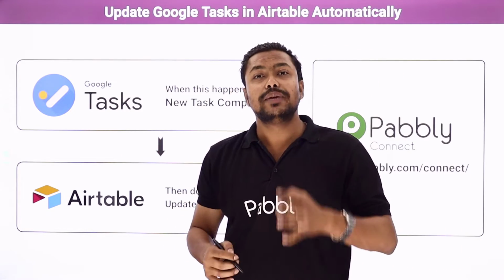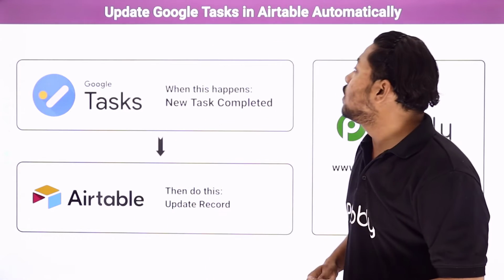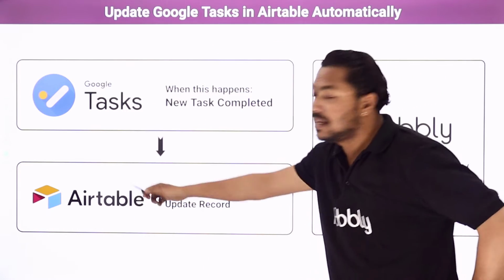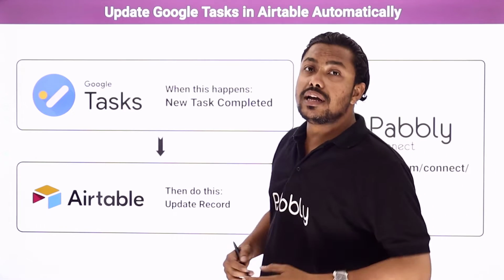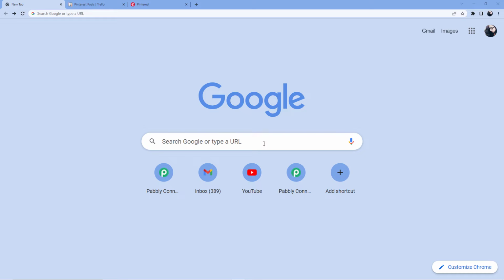Now, to do this automation, we are going to use an automation and integration service, Pabbly Connect, which will help us connect Google Tasks and Airtable automatically. Now, if you want to learn how to do this automation, you have to come with me to the screen. And we are back at our screen.